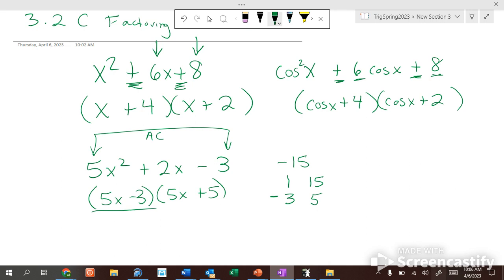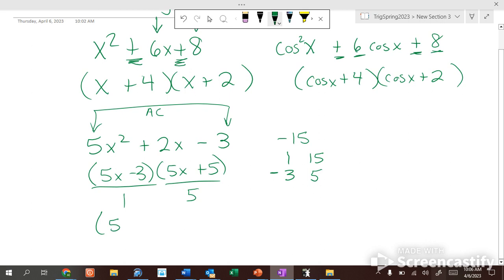Then, what's the greatest common factor of the first two? 1, so we divide that by 1. What's the greatest common factor of the last two? 5, so we divide them by 5. So it's 5x minus 3 times x plus 1. Okay? So if you would FOIL this, you'd get 5x squared. Outers is 5x. Inners is negative 3x, which makes 2x minus 3.